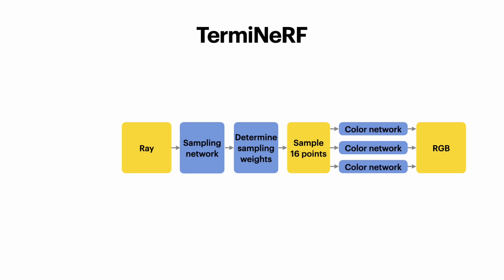The sampling network can not only do one-shot weights prediction, it can do so more precisely than a hierarchical sampling approach. This way, it was possible to lower the number of the color, previously fine, network samples from 128 to just 16 without noticeable loss of image quality.